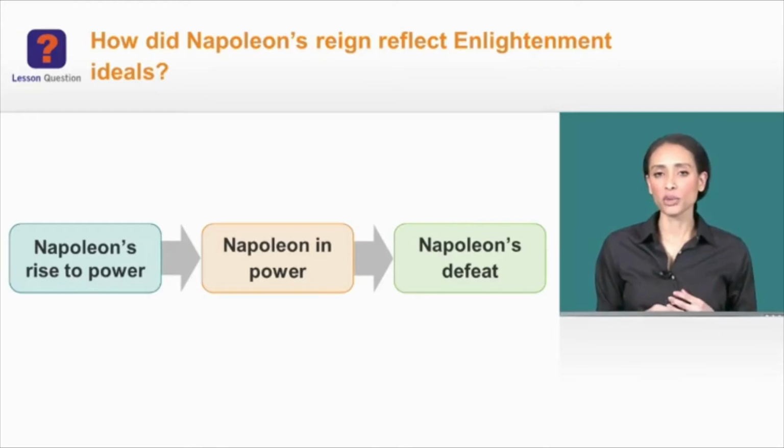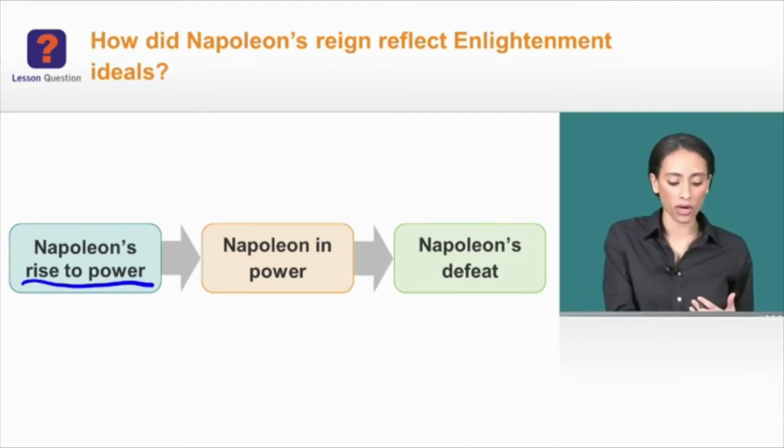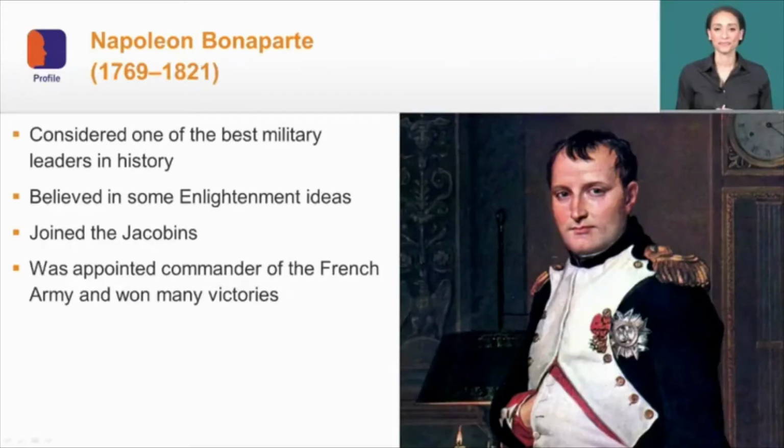So we've had a chance to review what was happening leading up to Napoleon's reign. And we're trying to answer this question, how did Napoleon's reign reflect Enlightenment ideals? So the first thing we'll need to do is understand his rise to power. Now, although Napoleon would eventually become the Emperor of France, he begins his career as an ordinary soldier. He fights in those wars with Austria and Prussia, in which the Austrian and Prussian monarchs were trying to reestablish the French monarchy in the hopes of diffusing talk of revolution in their own countries.